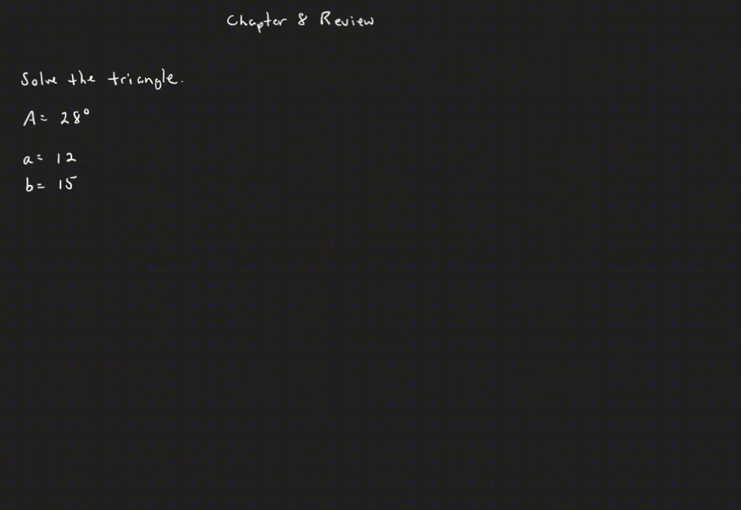In this video, we're going to work some problems to review for Chapter 8. So first problem, we're going to try to solve the triangle. That means we want to find the missing sides and angles. It looks like we have an angle and the side opposite that angle, and then another side. So we're thinking maybe this is going to be a side-side-angle.